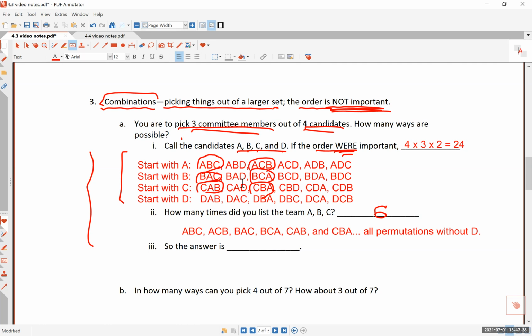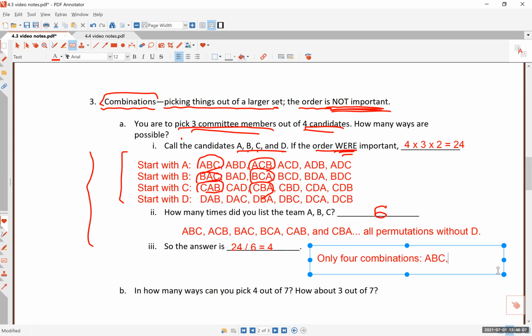ABC comes in a group of 6. ACD comes in a group of 6. ABD comes in a group of 6, and so on. So what you have to do here is to divide this number of permutations by 6. And it turns out there are only 4 different combinations in this case. Let me go ahead and write down those 4. Only 4 combinations.